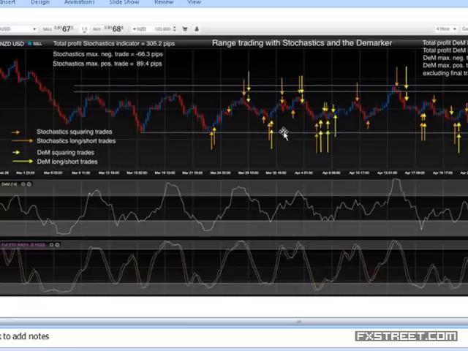Just have a look at the arrows here. You can see the long arrows denoting the long trades and the short trades. The short ones are squaring trades. It's the same for the DeMarker, the yellow arrows here, the same thing.